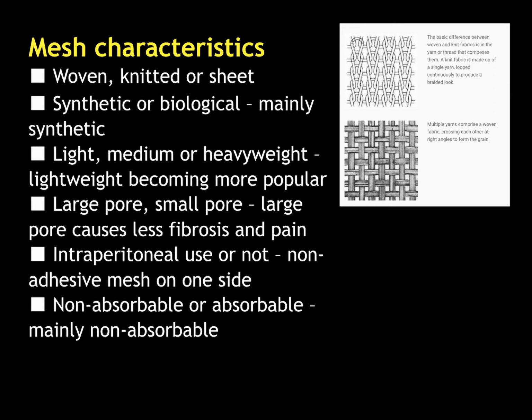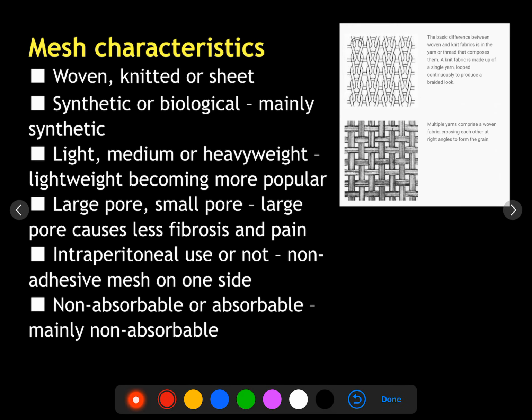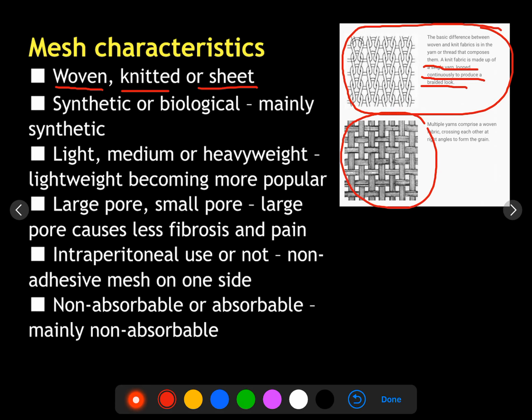المش اللي نستخدمها بالهرنيا repair and these are the characteristics of the mesh: either تكون woven, knitted or sheet. Woven مثل ما نشوف بالصورة المقابلها اللي هو تكون loops continuously to produce braided lock، بينما knitted تكون crossing each other fibers، while the sheet تكون sheet كامل ماكو بيها لا crossing ولا loop.